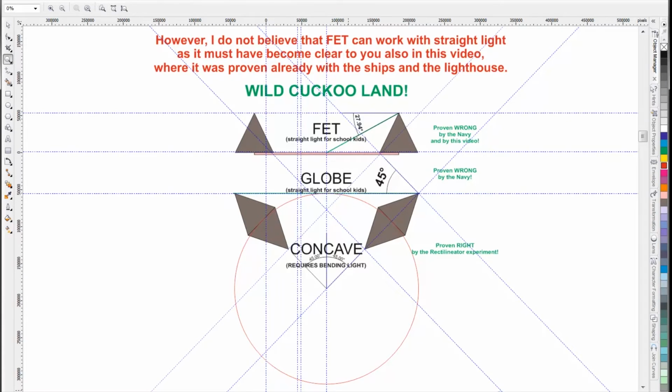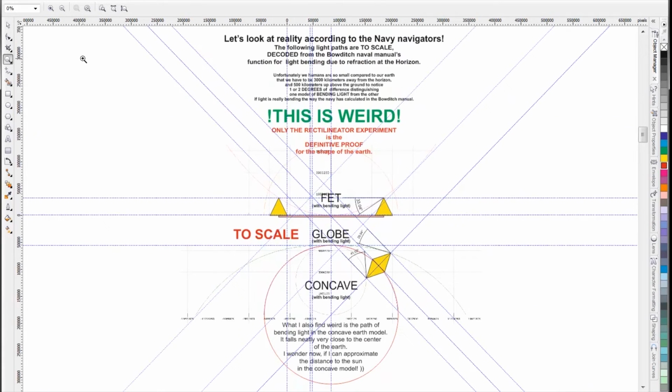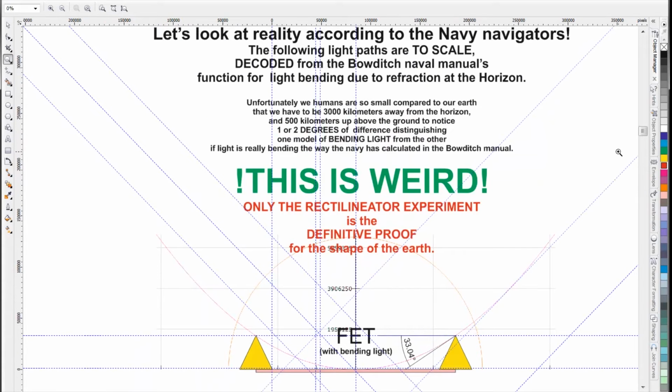So let's step into reality for a minute. Let's look at reality according to the Navy navigators. The following light paths are to scale, and they're decoded from the Bowditch Naval Manual's function for light bending due to refraction at the horizon.